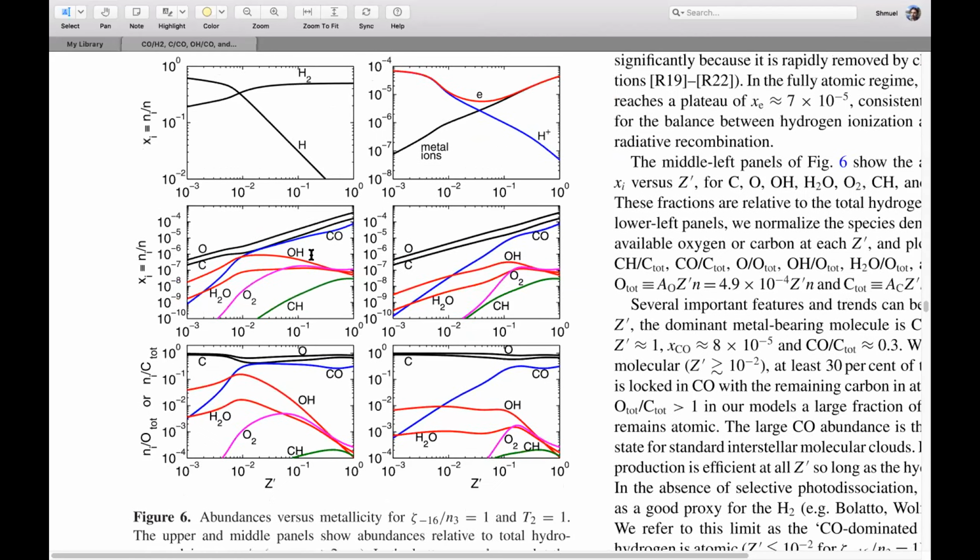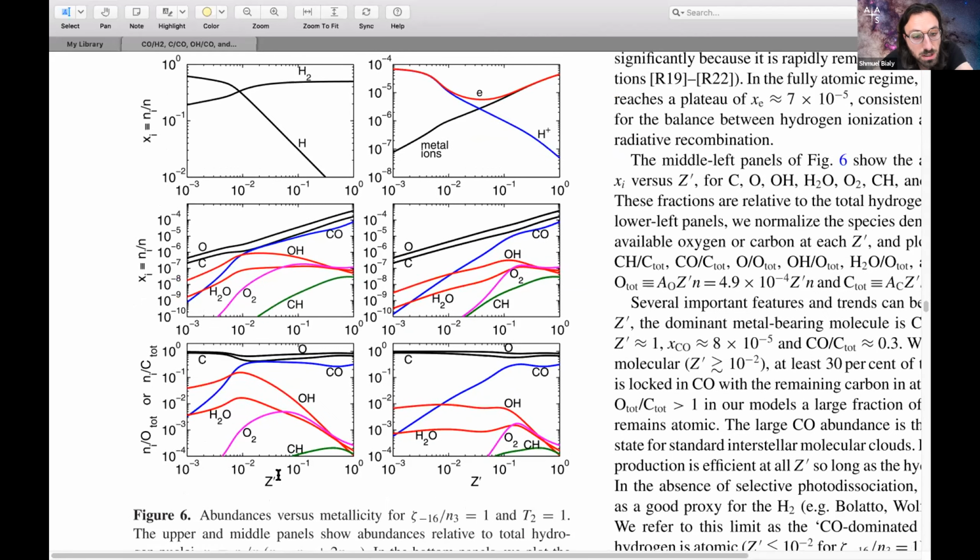What you can see is when you decrease the metallicity, first of all, the gas is molecular. We assume we're talking here about molecular clouds that are shielded from UV. But then at some point, at a metallicity of 10 to the minus 2, even though you're shielded from UV, cosmic rays can still destroy H2 very efficiently, and then you're dominated by atomic hydrogen, even when UV is not present.